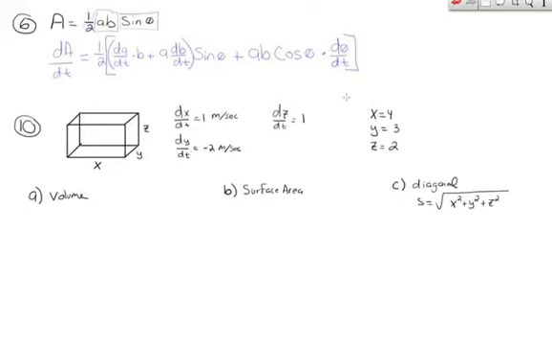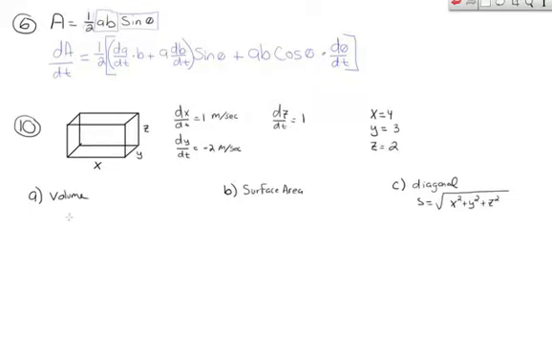We have a rectangular box and it is changing in size. The edges x, y, and z are changing at the following rates, and so I've already written those down. dx/dt is growing by 1 meter a second, dy/dt is shrinking by 2 meters per second, and dz/dt is growing by 1.